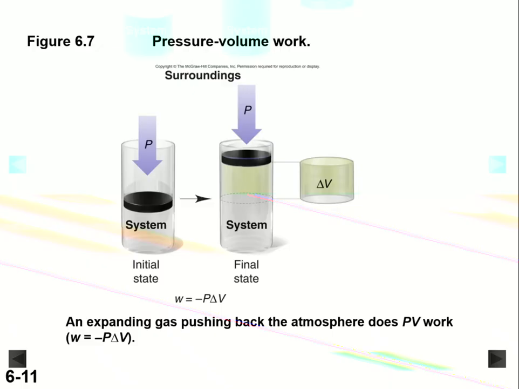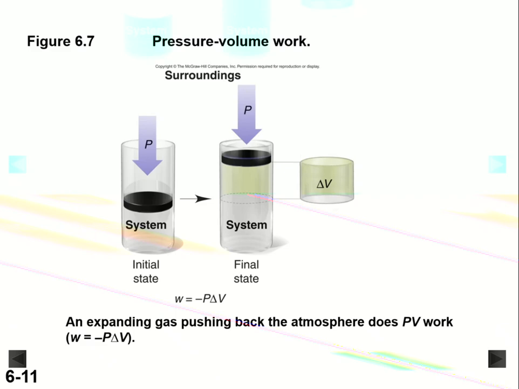So here we have two cylinders. And inside the cylinder is a gas, and that forms our system. You can see on the left-hand side we have our initial state. There's a system that has a pressure inside, and of course that pressure equilibrates with the atmosphere. And so the inside pressure is equal to the outside pressure. We have an equilibrium state. But now during some transformation, we see that the volume of our system has increased. Delta V is a positive value.